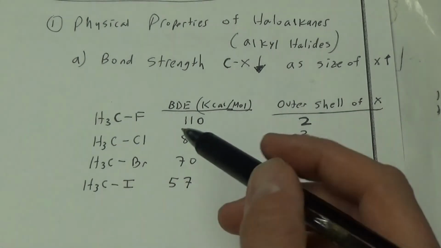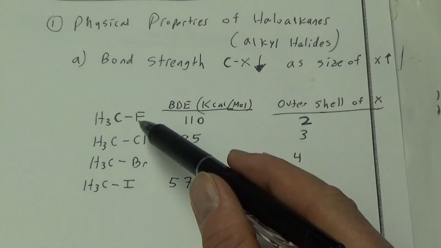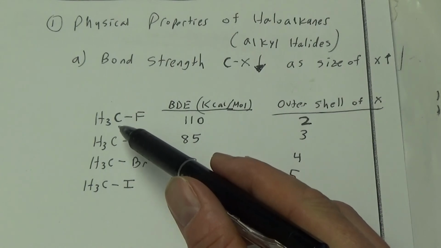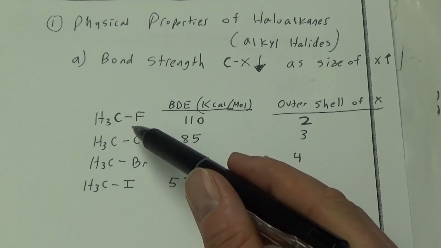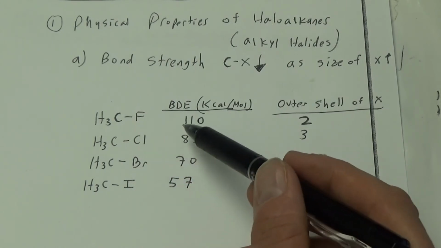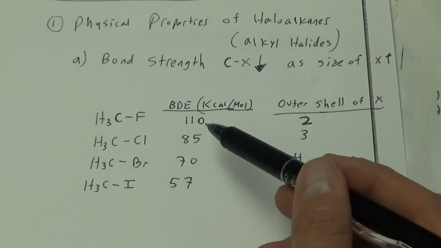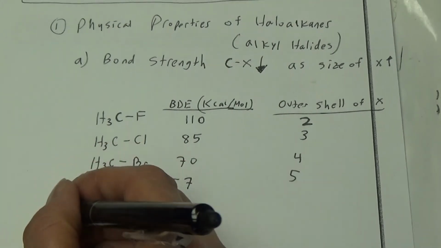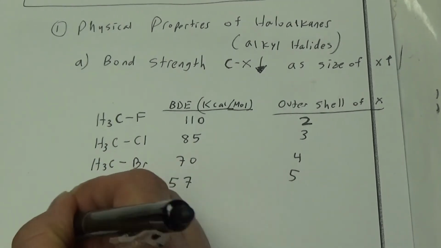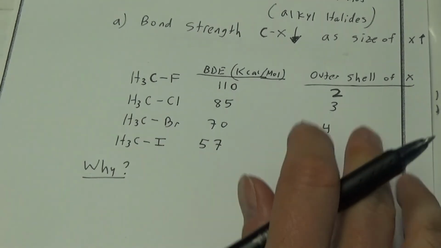Okay, and it does turn out that carbon and fluorine are in the same row, and that might explain why the bond is so strong. It's a very strong bond. 110 is considered a strong bond. Okay, so why do we have this effect?